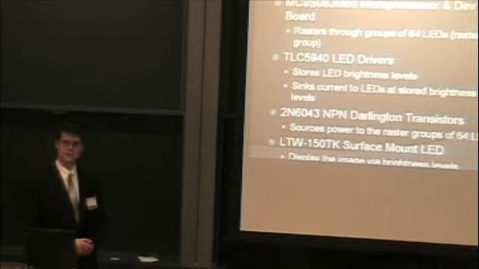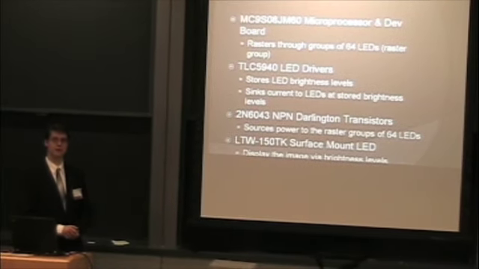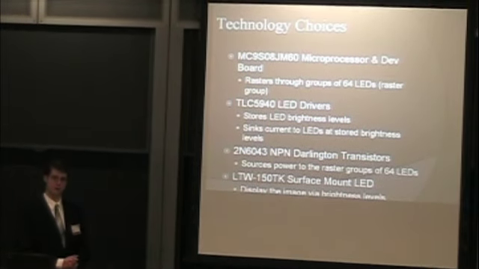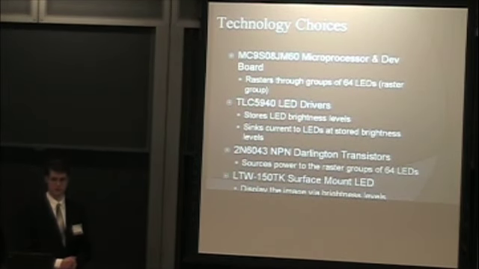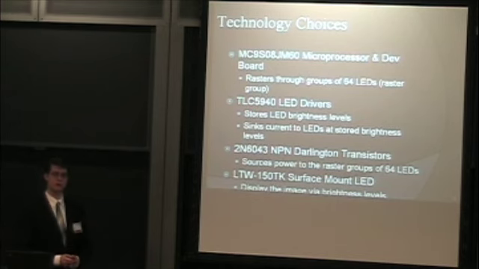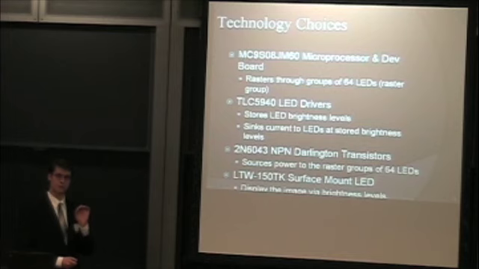We're using an 8-bit microcontroller to send control signals to the LED drivers and transistors to turn on 64 LEDs at a time. This group of 64 LEDs is known as a raster group. LED drivers are marvelous little integrated circuits which can precisely control the amount of current that they sink, which will control the brightness of the LEDs that they're powering. They're also capable of storing these brightness values to continually output them.